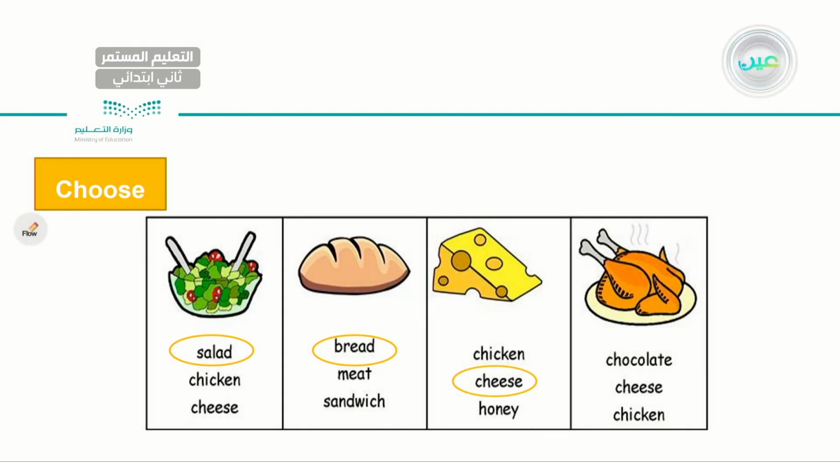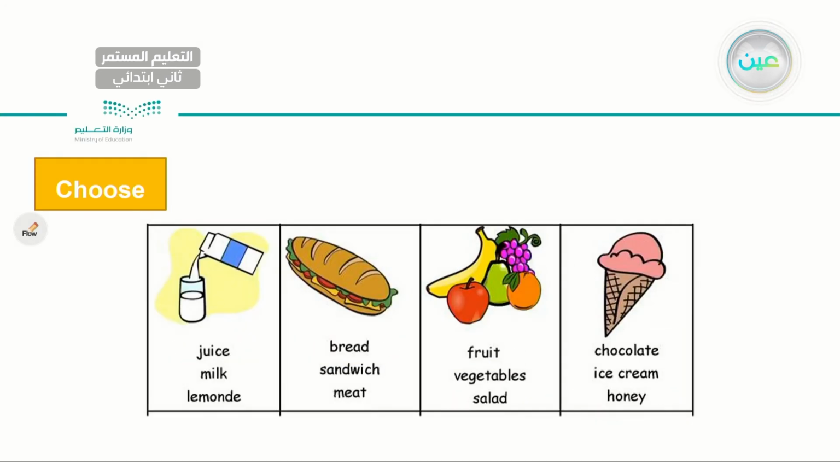Very good. I have cheese. Very good. And for the last picture, I have chocolate, cheese, chicken. Definitely I have a chicken. Very good. How about this one? First one, do we have juice, milk, or lemonade? What do you think? Here I have a picture of milk. Very good. I have milk.